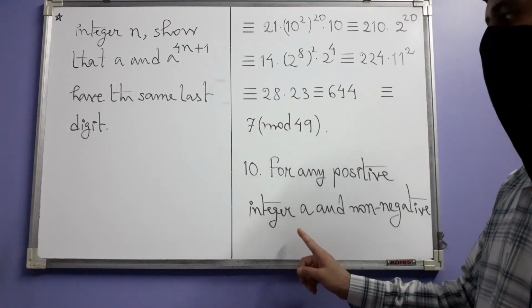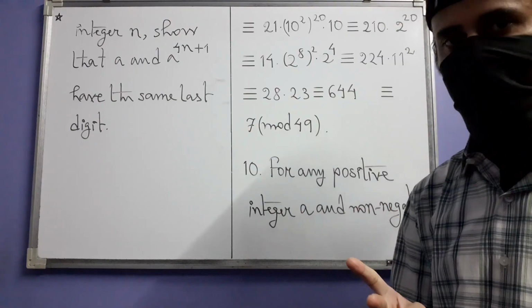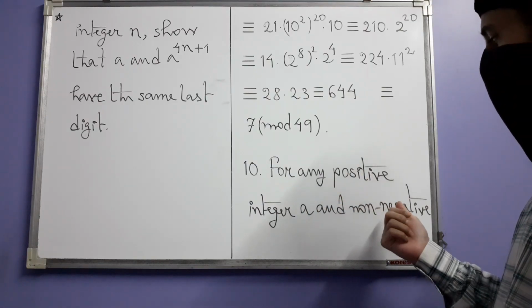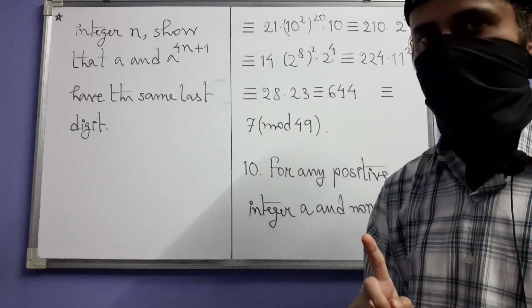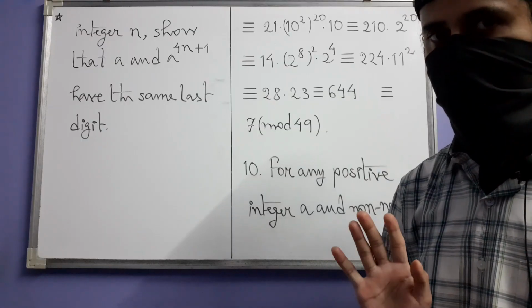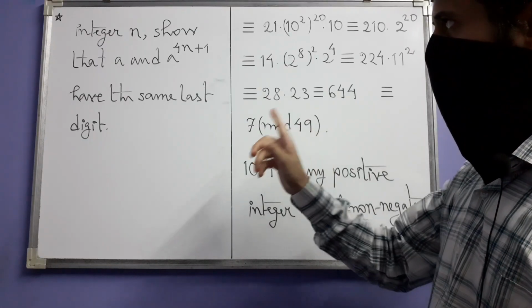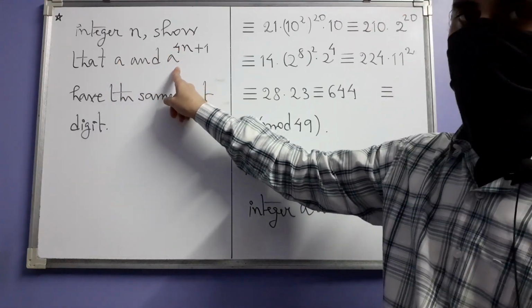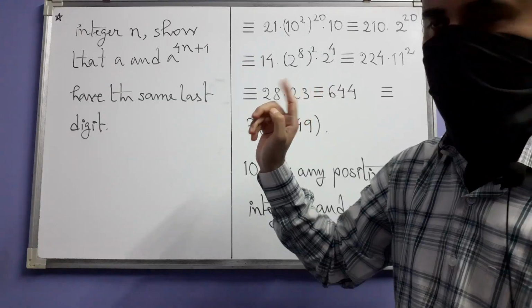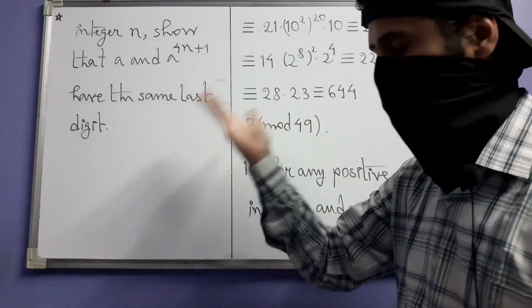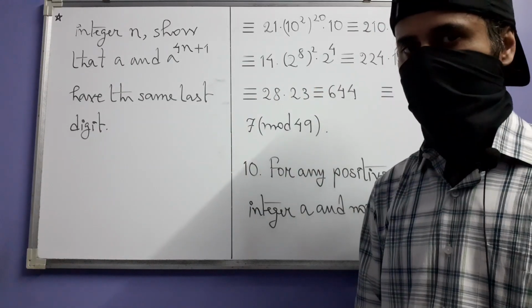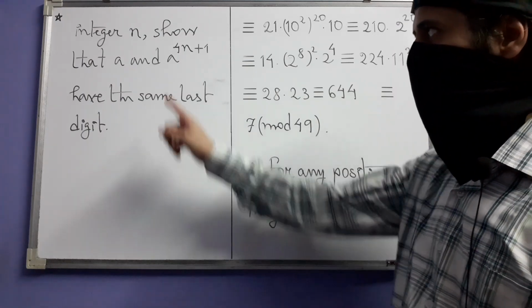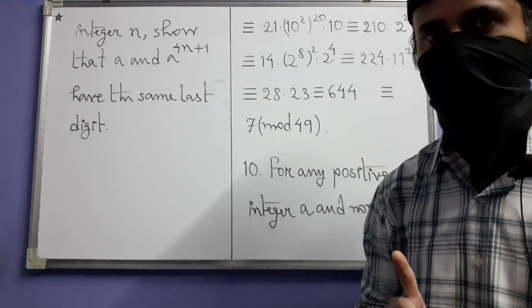Next we have number 10, where we have two integers a and n. A is a positive integer and n is a non-negative integer. So n can be 0. That possibility is there. We have to show that these two integers, a and this power of a, where the exponent is 4n plus 1, have the same last digit. And by now you know what that means. It means that we have to show that these two are congruent to each other modulo 10.